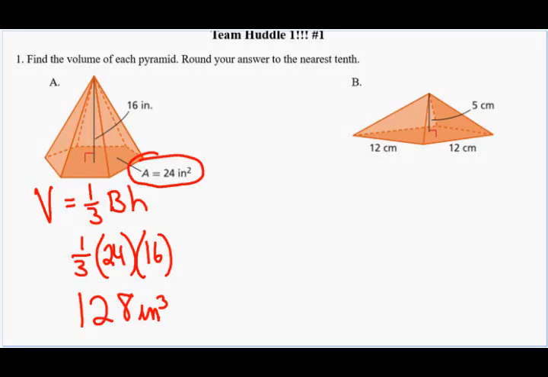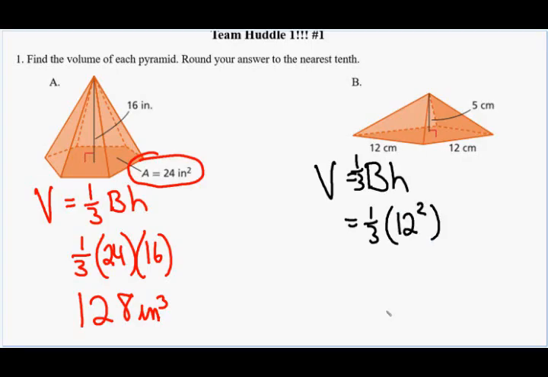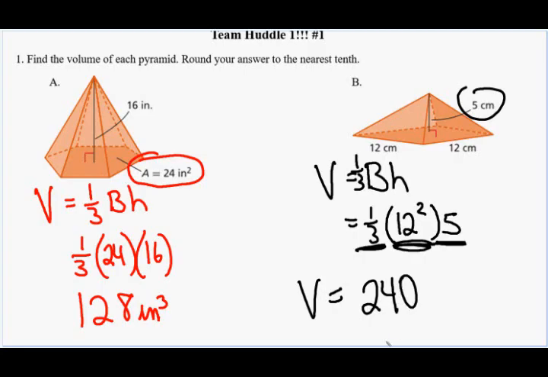Okay. In letter B, it's a pyramid. Our base is just a square. So our volume is 1/3 capital B times H. Oops, I forgot my 1/3. The capital B is the area of our base, and our base is a square, so I can just put 12 squared in here. And then the height of our pyramid is 5. So I would do 12 squared, that's 144, multiply by 5, divide by 3. Hopefully, you've got 240. Our units would be centimeters cubed.